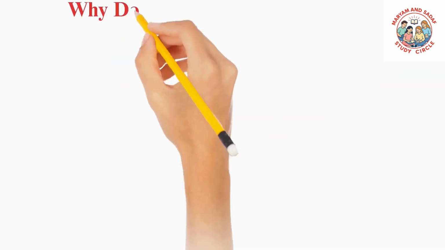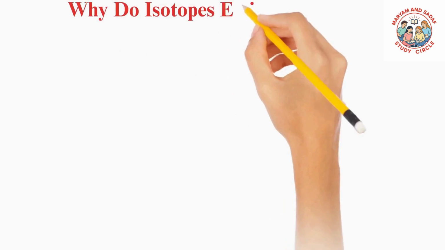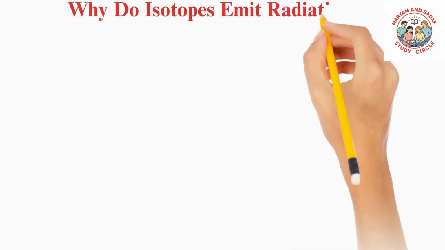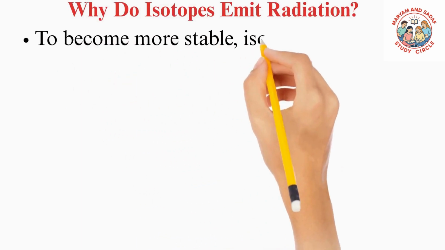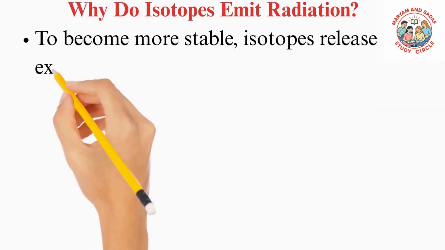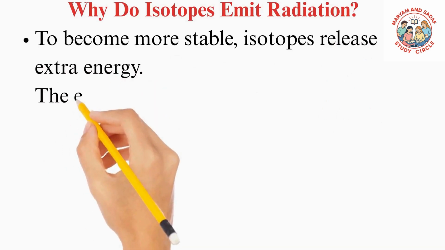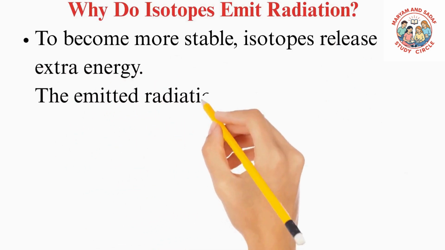Why do isotopes emit radiation? To become more stable, isotopes release extra energy. The emitted radiation helps the nucleus to stabilize.